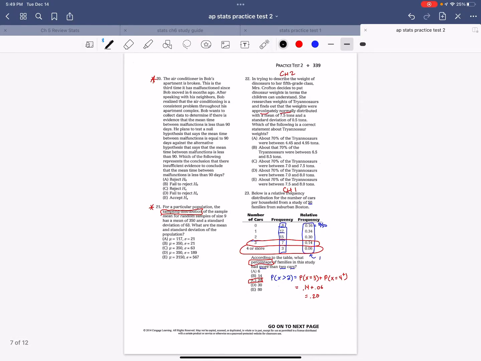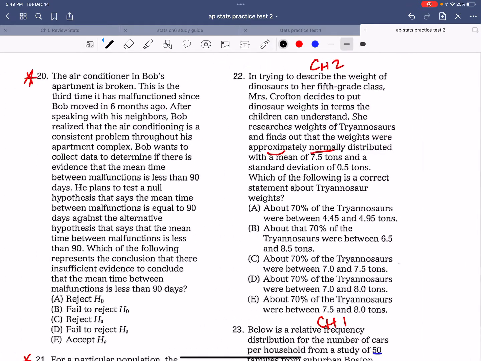Chapter 2. Here's one. In trying to describe the weight of a dinosaur in her fifth grade class, Ms. Clinton decided to describe the dinosaur weight in terms that children would understand. She researched it and found that Tyrannosauruses' weights were approximately normal with a mean of 7.5 tons and a standard deviation of 0.5 ton. Which of the following is correct?